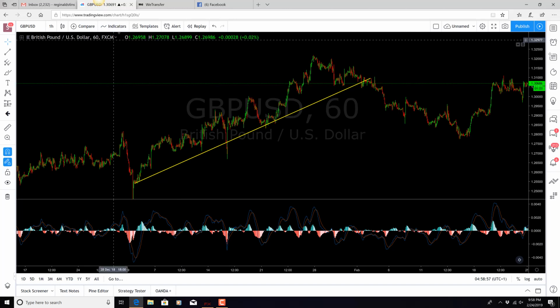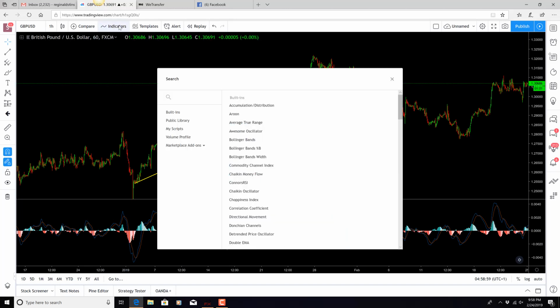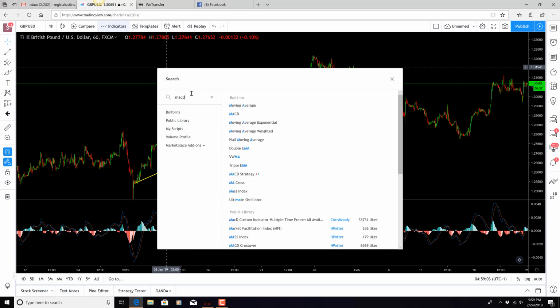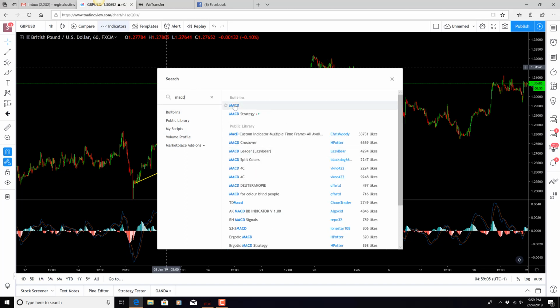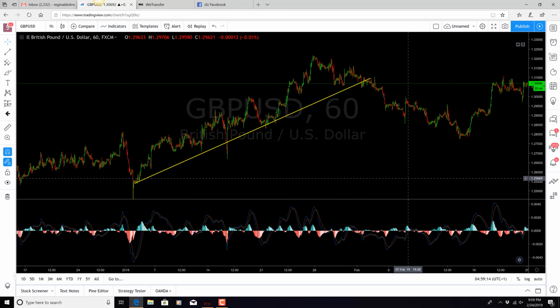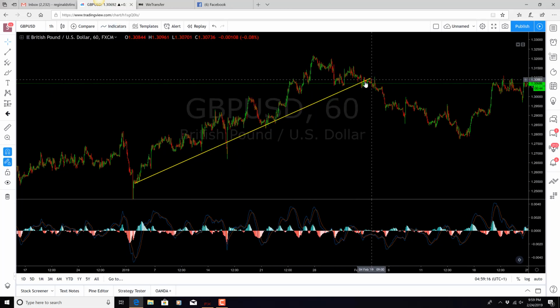Basically, how you would do that is go to Indicators at the top, search for MACD, and add the regular MACD. Okay, not the MACD strategy, just the regular MACD. That's it. Now, remember, I was talking about the trend line breaks, etc. That's what we're trading essentially.